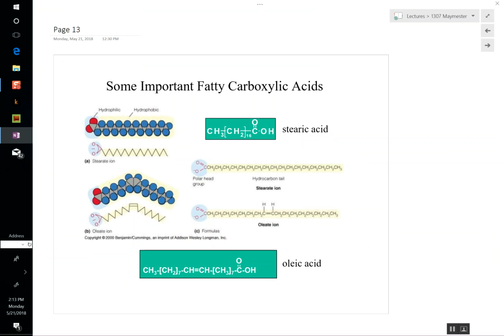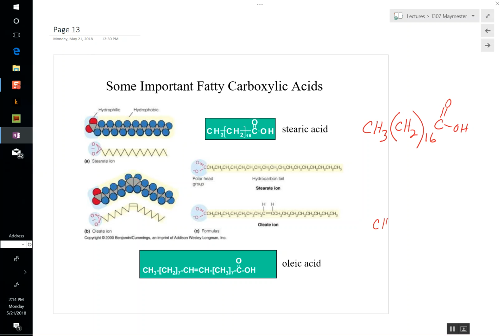You see how you come along here, come into the double bond, and you come out the same side, and that molecule has a kink in it because of that cis configuration of that bond. So there's stearic acid, oleic acid. I don't know how well you can see that, but we've got a CH3, and then they're just CH2. There's 16 of these, and then there's a carboxyl group. So that's a condensed way of writing stearic acid.